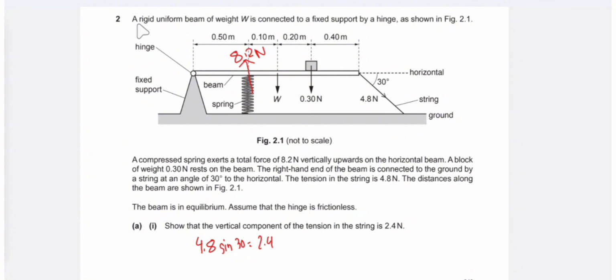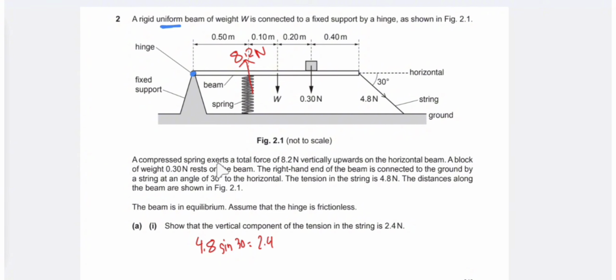Question number 2. A rigid uniform beam of weight W is connected to a fixed support by a hinge as shown in figure 2.1. So the beam is connected to a fixed support by a hinge, and the beam has a weight of W. Since it is a uniform beam, the weight is acting from its center, and weight is a force that is acting vertically downward.